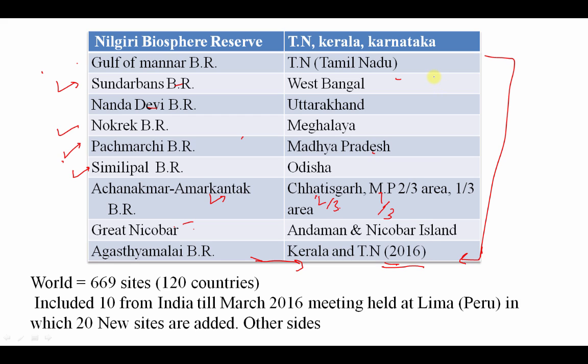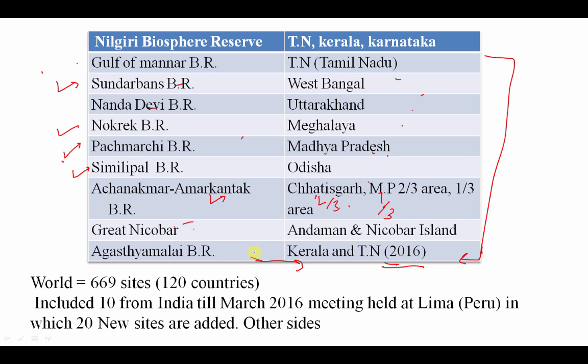Okay, so Gulf of Mannar is in Tamil Nadu, Sundarban is in West Bengal, Nanda Devi is in Uttarakhand, Nokrek is in Meghalaya, Pachmarhi is in MP, Simlipal is in Orissa, Achanakmar-Amarkantak is in Chhattisgarh and MP both. Great Nicobar is in Andaman and Nicobar, Agastya Malai is in Kerala and Tamil Nadu.